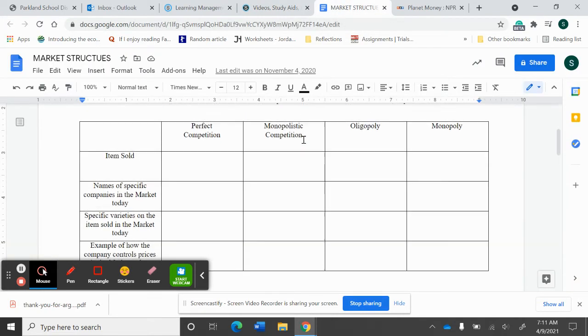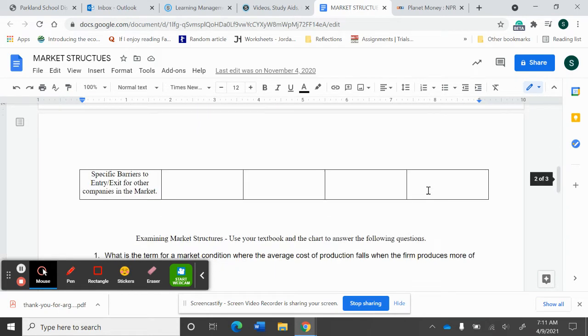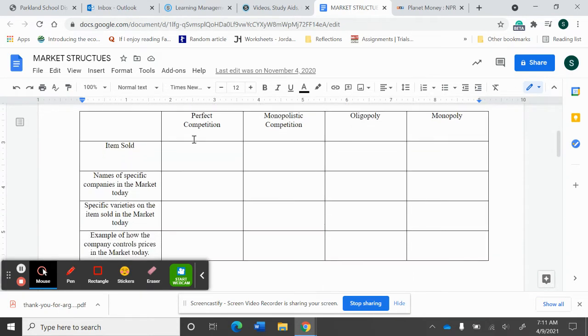Now, a quick heads up, when looking up the definitions of perfect competition, monopolistic competition, oligopolies, and monopolies, you have to ask yourself, what are the items sold in these markets? For example, a monopoly means there's only one existing company or corporation. Oligopolies mean there's two or three. Monopolistic competition means there are a bunch, and perfect competition means there are a bunch too.